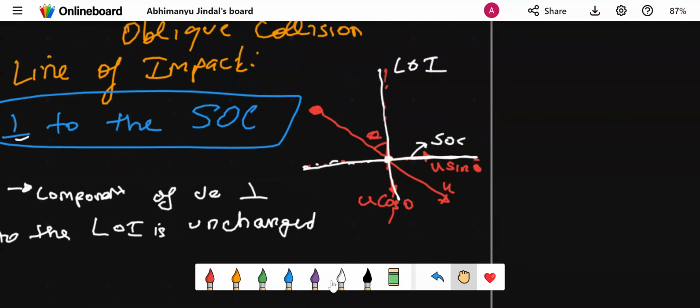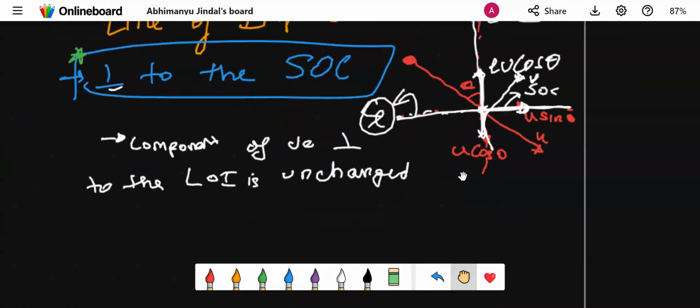So if it's u cos theta in the downward direction, and the coefficient of restitution of this surface is e, then after it rebounds, the velocity will be e u cos theta in the upward direction. Because this part of the velocity, which is u sin theta, is perpendicular to the line of impact, it remains unchanged. So now the two components after collision look something like this, and its velocity is going to be this way. So let's now see what v is.